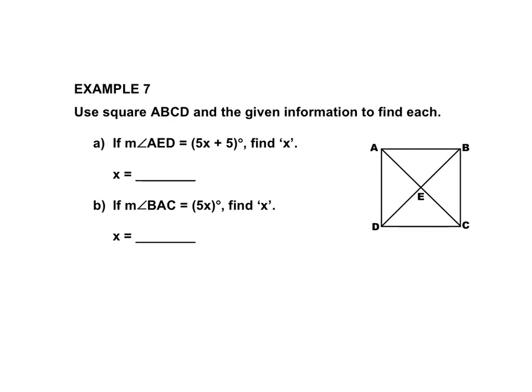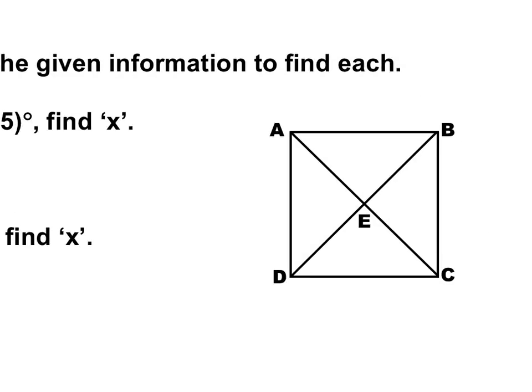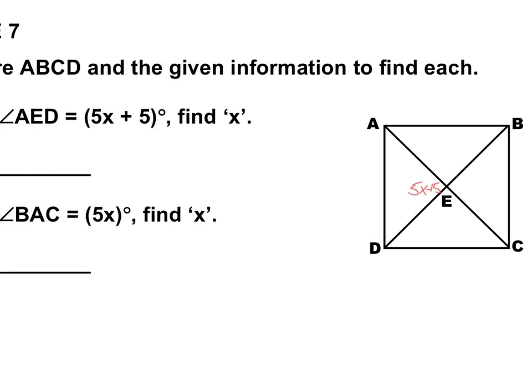The last problem. I know this one's been kind of long. We're going to use square ABCD and the given information to find all of the following. First, it says the measure of AED, this angle right here in the middle, is 5x plus 5. It wants us to find x. I know that all those angles are 90 degrees, so 5x plus 5 equals 90, which means 5x equals 85, which means x equals 17.